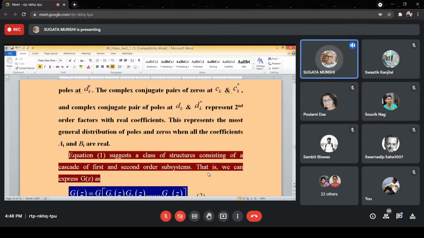When I say a class of structures consisting of a cascade of first and second order subsystems, it is implied that it can be totally a cascade of first order subsystems, or it can be in totality a cascade of second order subsystems. And the third alternative is that it can be a cascade combination of some first order subsystems and some second order subsystems.